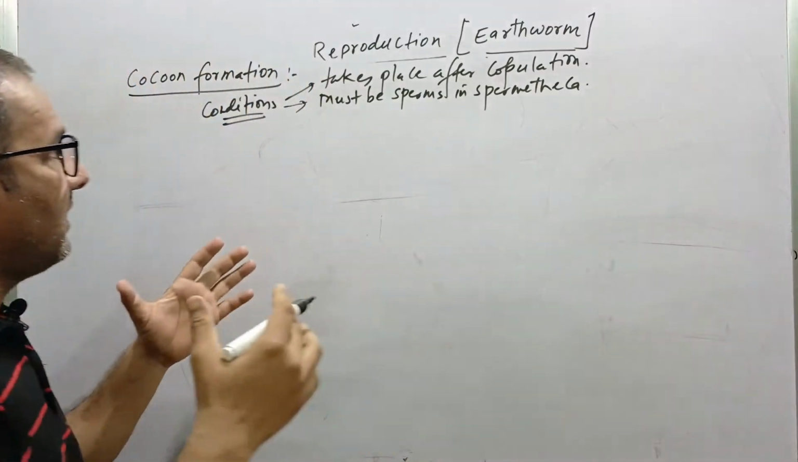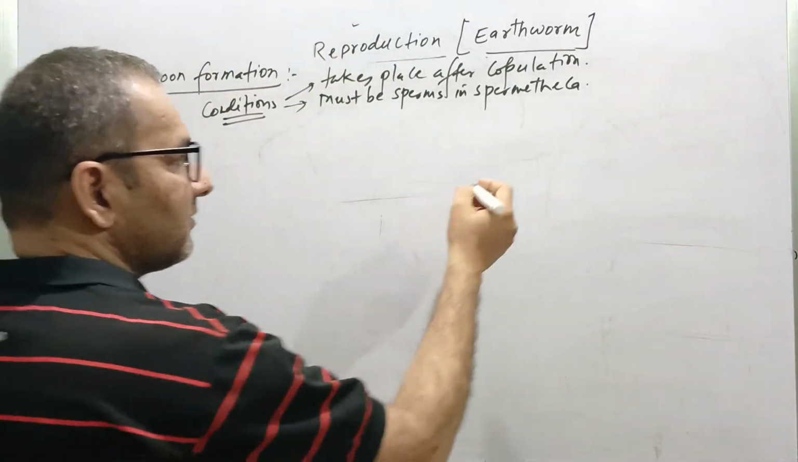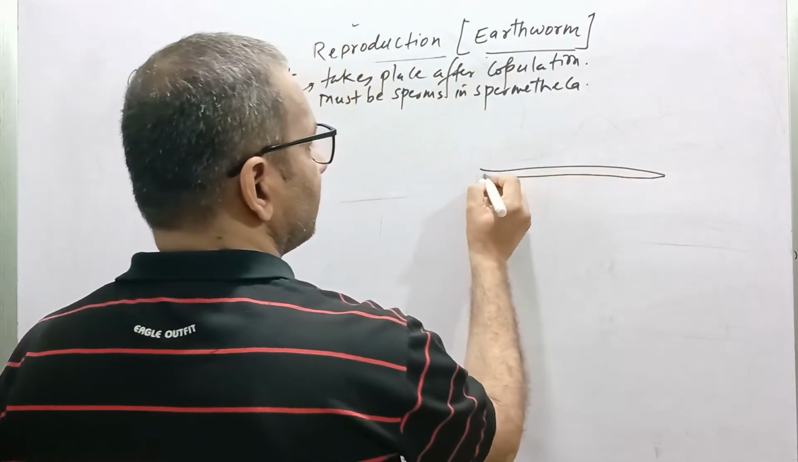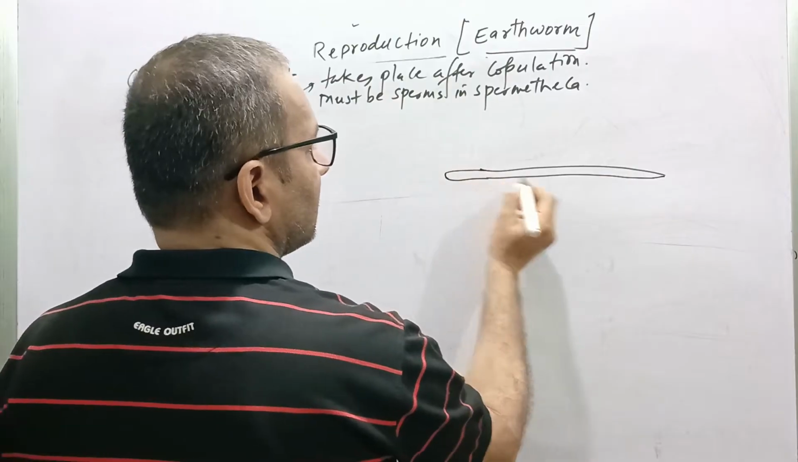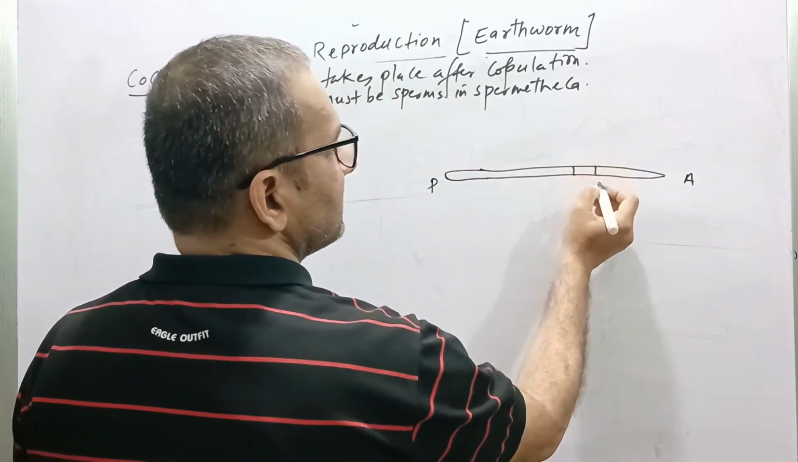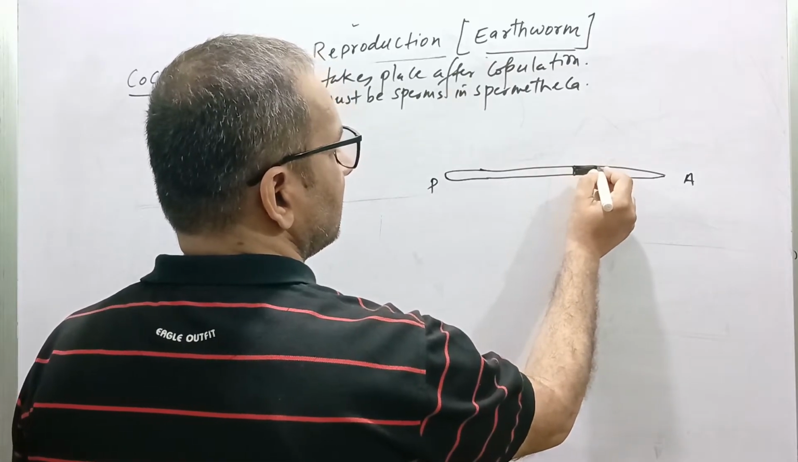So now after that, that means after the process of copulation, let me make an earthworm here. This is the earthworm. This is its anterior end, this is its posterior end, and this is the clitellar region.